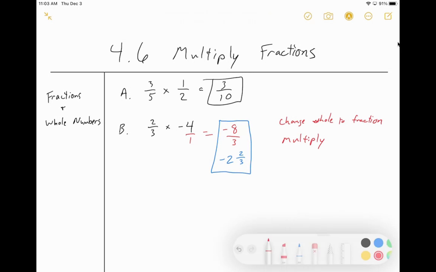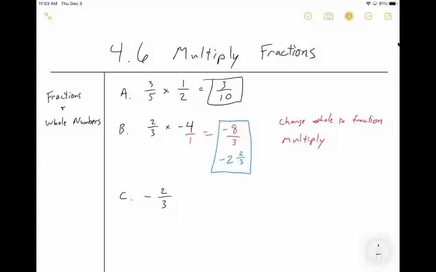Okay, let's try one more here. Let's say we had something like this: -2/3 times -3/8. There's a couple different ways you could do this problem. You could either simplify at the end, or you could cross cancel, or rather cancel numbers out earlier. And that's what I would recommend you do, is cancel numbers out earlier so that you have smaller numbers to deal with.